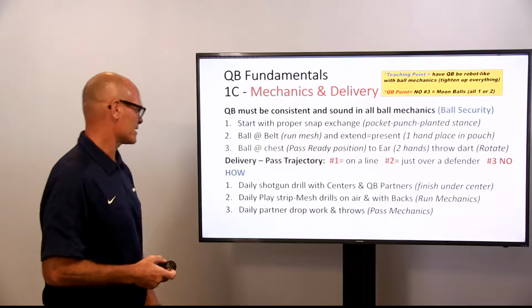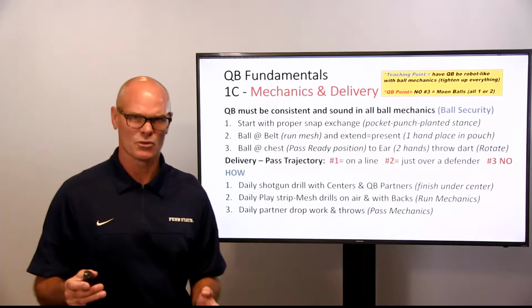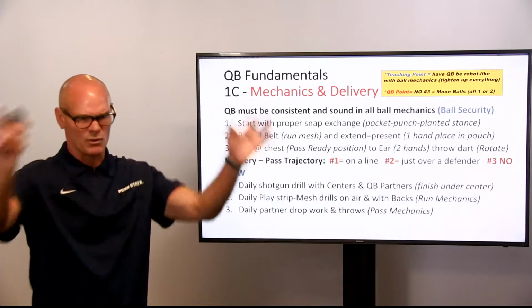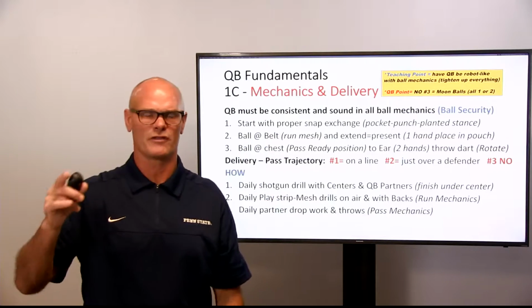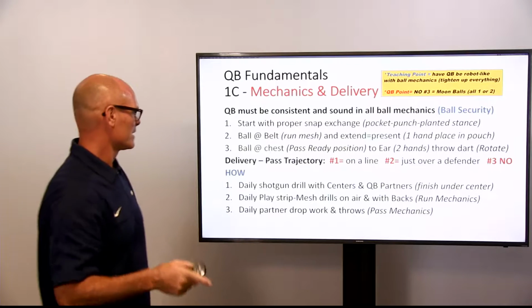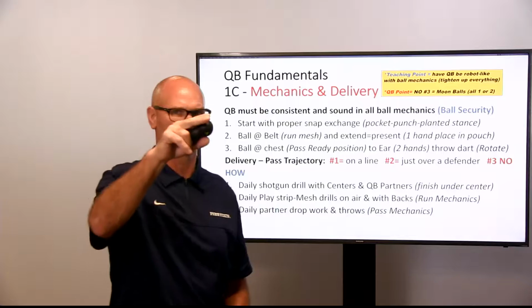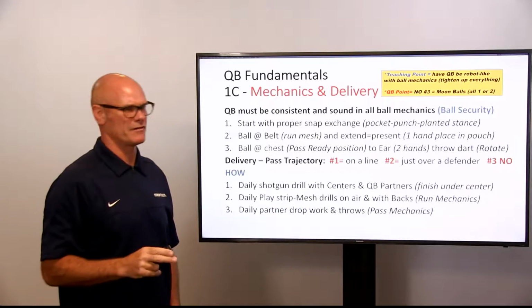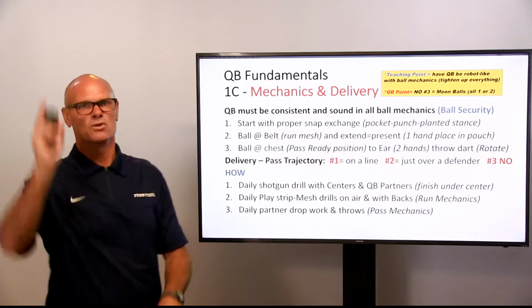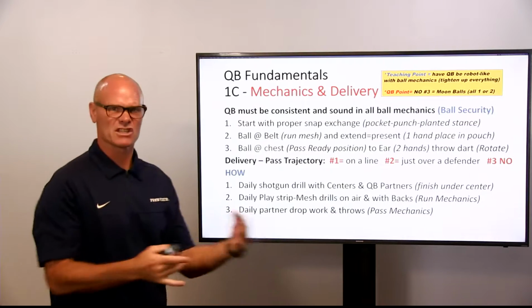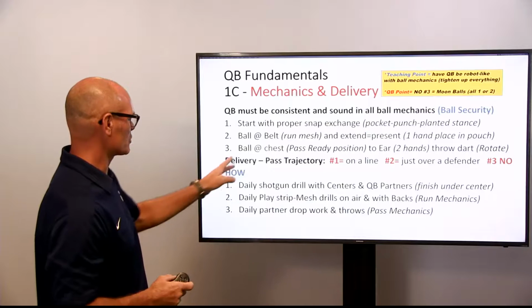When we talk about passing trajectory, there's 2 ways we want to do this. We want to talk about throwing it on a line. If there's an open window between you and the receiver, no defender, then let's keep it on a line. If there is a defender or potential for one, then we do what's called a 2, and that is just enough touch to get over top of the defender. We don't want to do any moon balls way up in the air and letting the receiver run under it anymore, because that just gives the defender time to get there. So everything's a 1 or a 2.